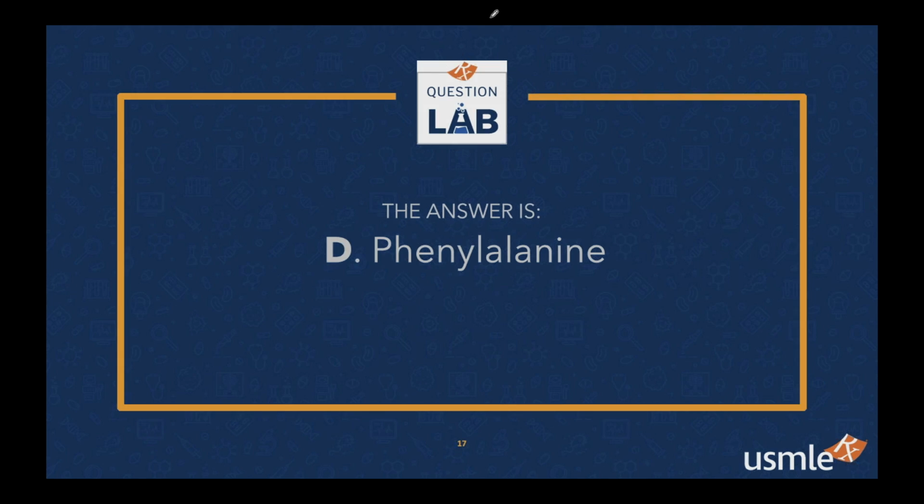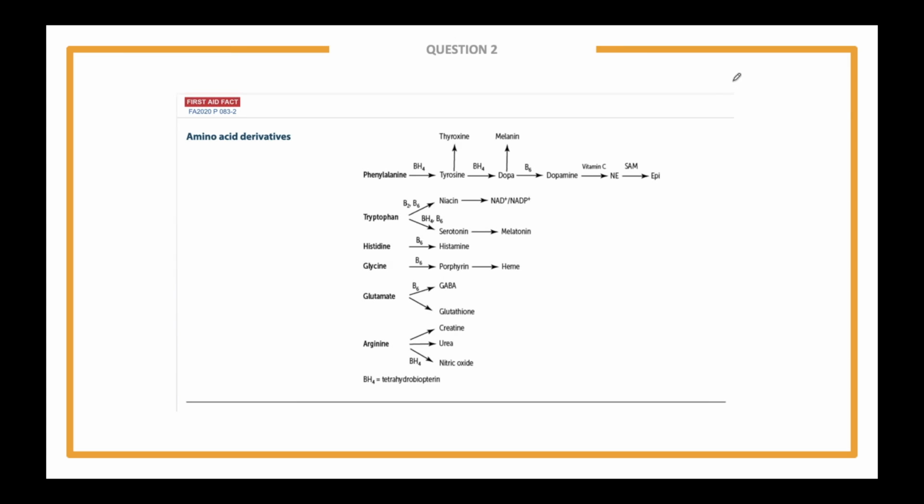Nice job again with this question as well. Yes, the answer choice is D. And as you can see here in this table on amino acid derivatives, this is a very high yield table, or diagram, to know. You can see that phenylalanine gets converted to tyrosine, which helps in the production of thyroxine, okay?